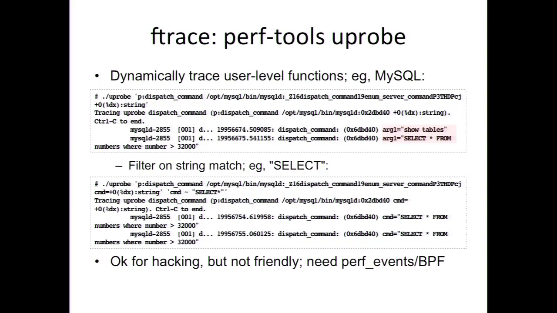Uprobe is another perf tools ftrace based thing that I wrote. Here I'm using it to dynamically trace the dispatch command function out of MySQL, and I'm plucking out the string for the actual command that's being executed. So show tables, select star from numbers where number is greater than whatever. Here I'm actually doing a string match in the kernel, so it's only printing out MySQL commands that contain the word select.